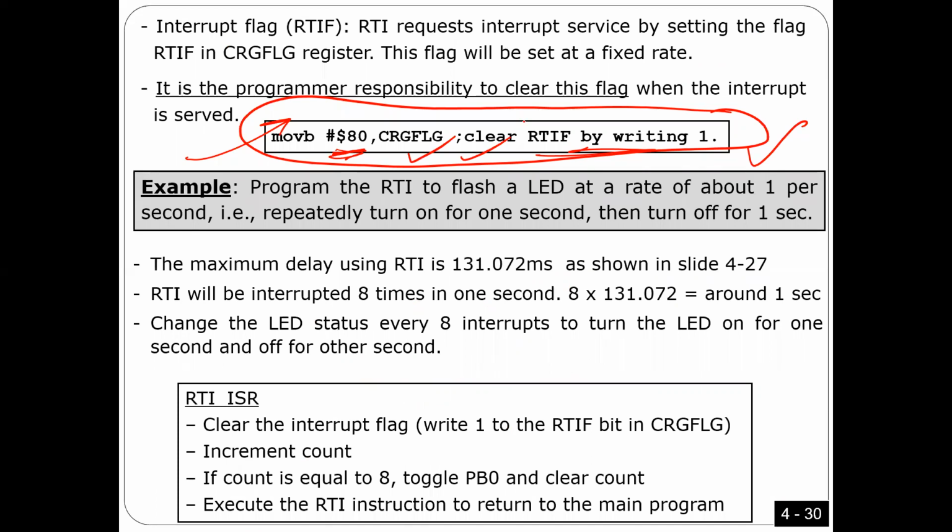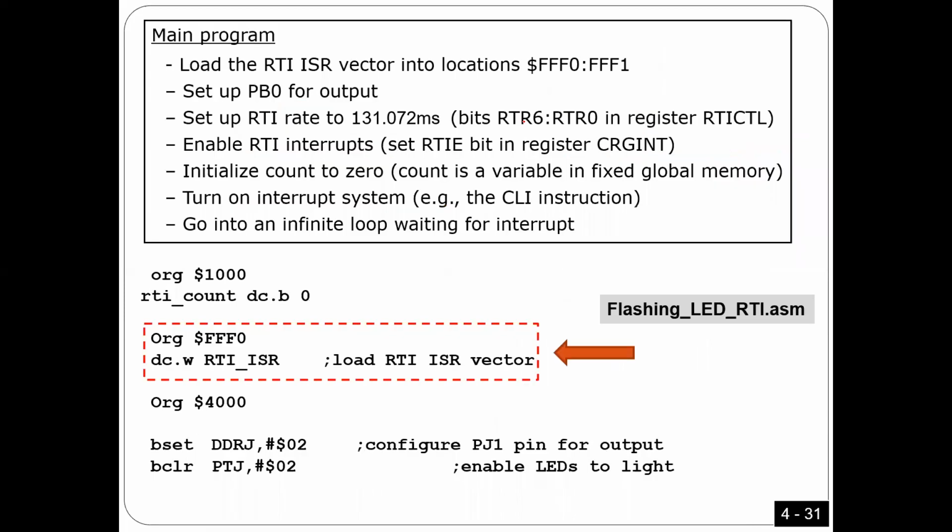Any questions, guys? Okay. Let me tell you what we want to do in this program. I want to do a flashing LED, similar to the first program I taught in chapter 3. But the difference is that in chapter 3, I did the flashing LED in the main program. Now I want to move this task to the RTI. So the RTI subroutine is going to take care of it. Okay, so how can I do it?